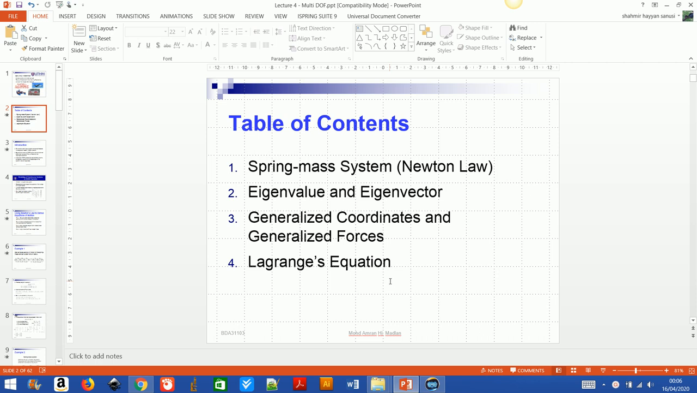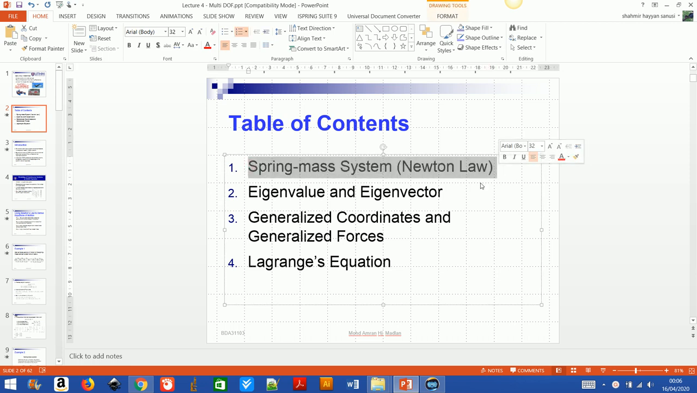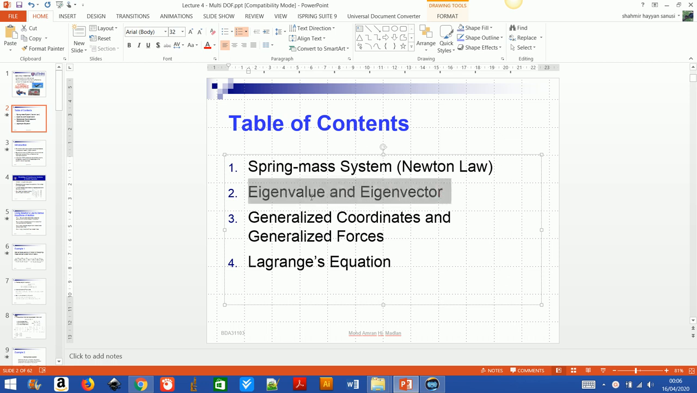In the previous lecture, we looked at the Newton's second law approach to solve the three degree of freedom example. For this lecture, I'm going to show you how to solve it using the eigenvalue approach.